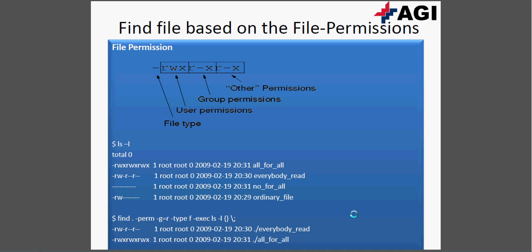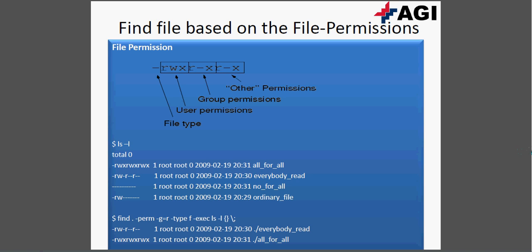I can also find files based upon the file permissions. So in Unix, the file permissions are represented by a string of 10 characters. The first character represents the file type as discussed in the previous slide, and the next three characters represent the permissions for the user category, the next three for the group category, and the last three for others. So when I do ls minus l on the command line, as you can see in the first column, it represents the permissions.